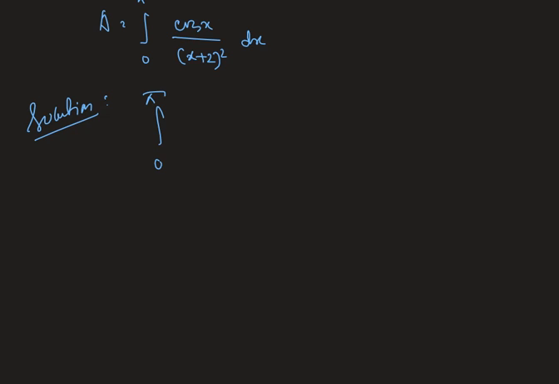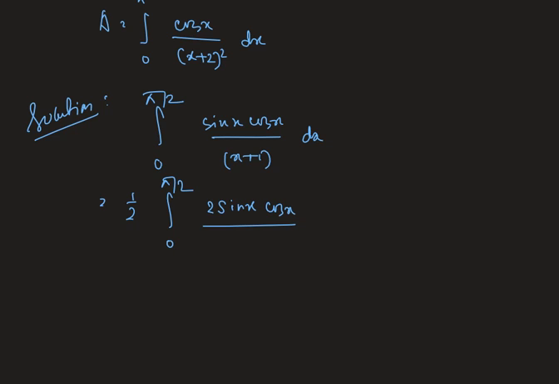Integration 0 to pi by 2 of sin x cos x divided by x plus 1 dx. If we multiply by 2 and adjust half outside of this integration, we get 2 sin x cos x in the numerator, and in the denominator we only have x plus 1. Half, 0 to pi by 2, in the numerator we have sin 2x divided by x plus 1 dx.